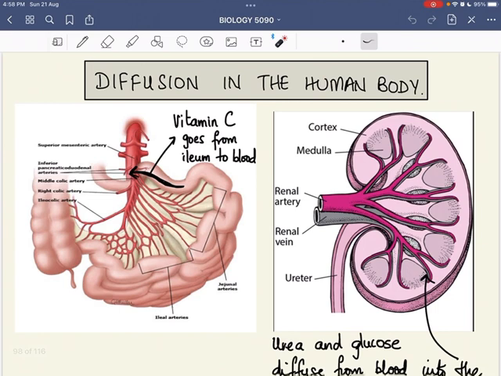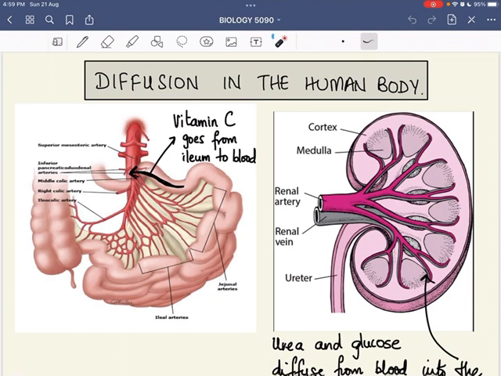Then some examples from the human body. Right in front of you, you can see on the left hand side the diagram of an intestine with lots of blood vessels. So in our food, we take vitamin C rich substances, right? But that vitamin C cannot be of any use unless and until it is absorbed into the blood, right? So this means that this vitamin C must be present in the intestine because we've got it through our food substances, and then from this intestine the vitamin C gets absorbed into these blood vessels by means of diffusion.